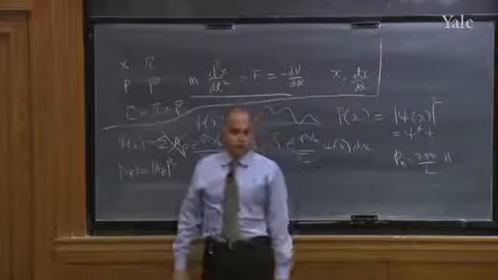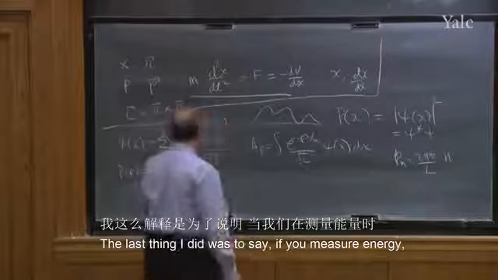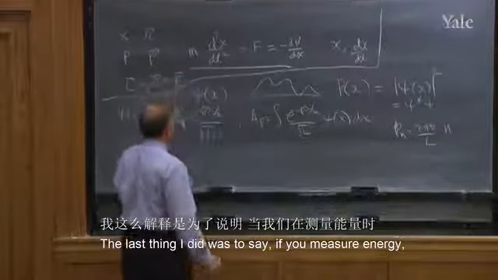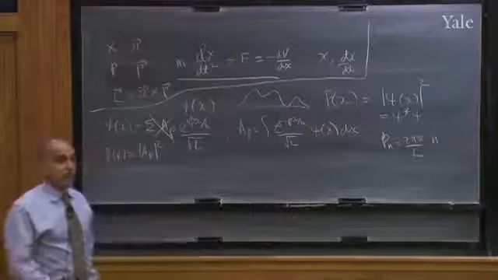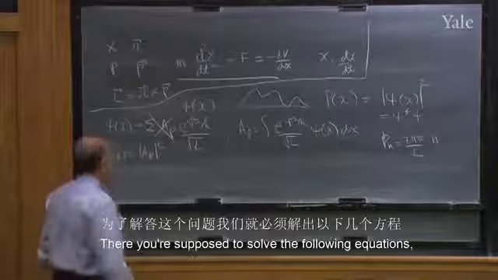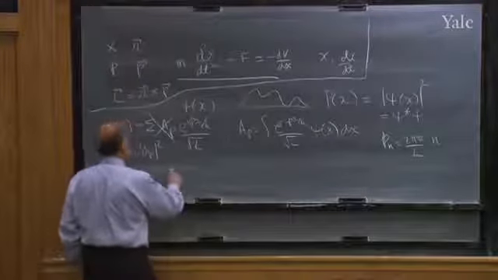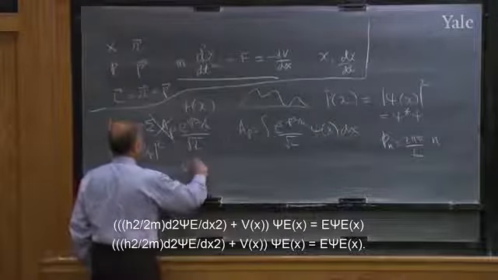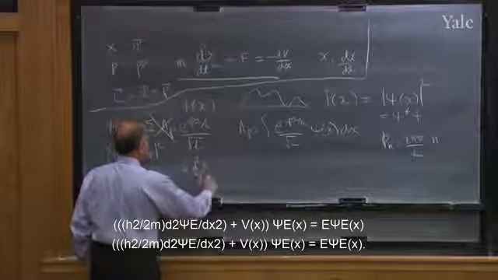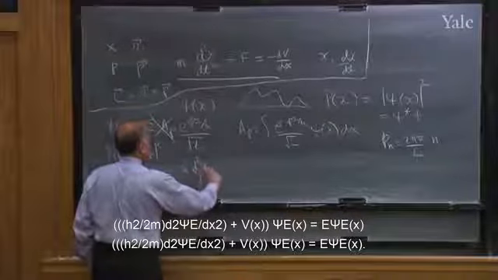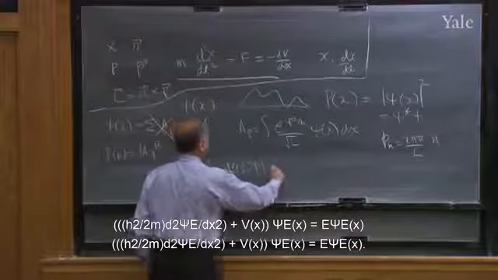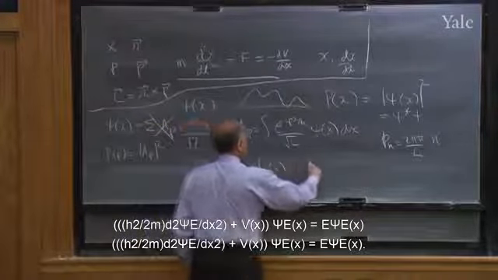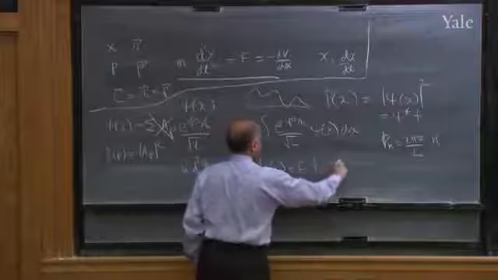The last thing I did was to say, if you measure energy, what answer will you get? That's even longer. There you're supposed to solve the following equation: minus h bar squared over 2m, d squared psi sub E over dx squared, plus V of x times psi sub E of x, is E times psi sub E of x.